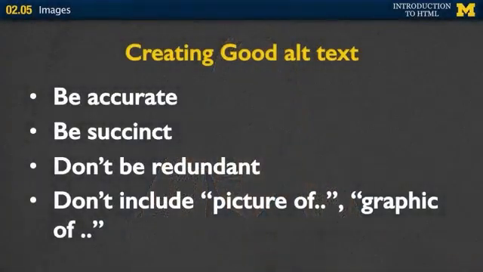So the first one, be accurate. It's pretty self-explanatory. Only put things that specifically define the image that you're looking at. By be succinct, that means don't go on and on. Really, it's supposed to be a quick kind of idea of what the picture is about. When we talk about don't be redundant, what we're saying is don't include alt text that's already in the content of the page. If you have the image and in a paragraph underneath it, you describe it in detail, don't put that same content into the alt text. And finally, the one of don't include picture of, graphic of, that really goes back to just being succinct.